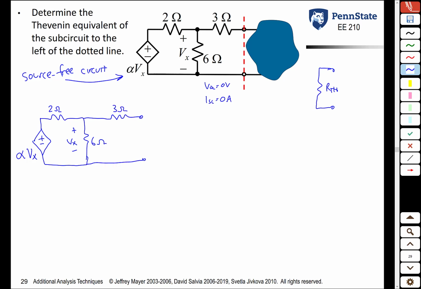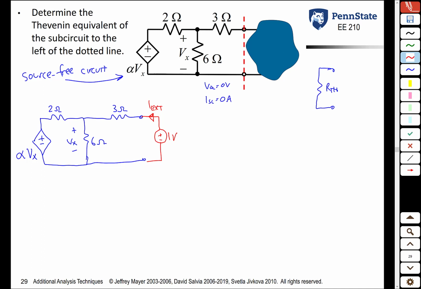So we're trying to find the Thevenin equivalent of this circuit. And the way we do it is we have to apply an external voltage source or current source. I will apply an external voltage source. I'm going to make it 1 volt. And I want to measure the current leaving that source that I'm applying. I call it I external.